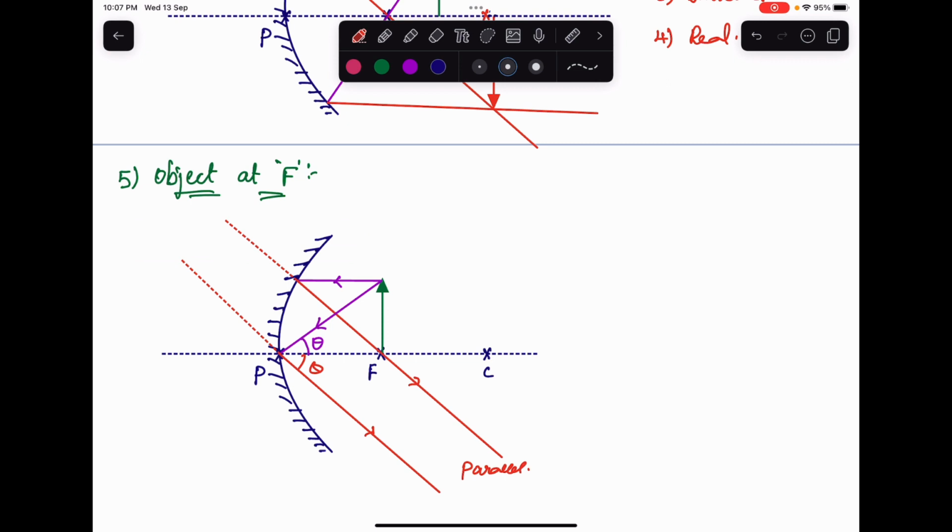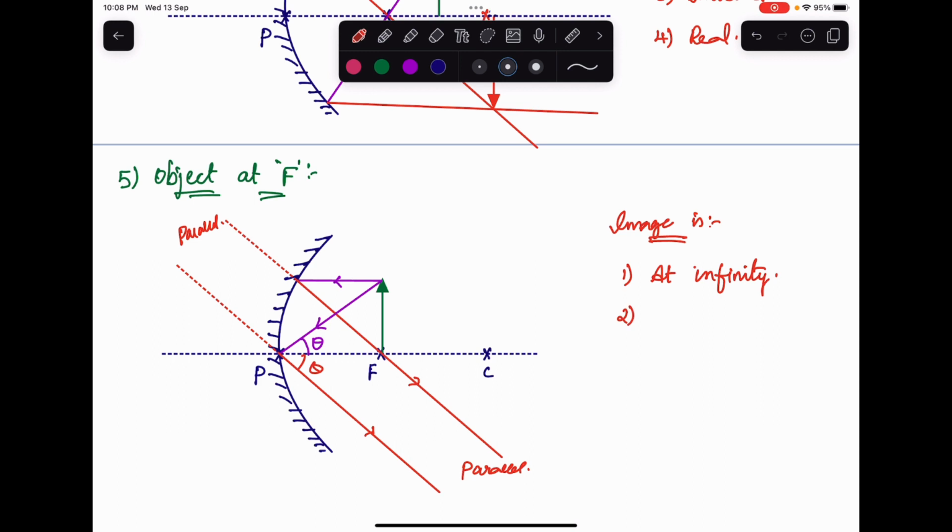So it means here it is parallel, and at the same time here it is also parallel. Therefore in both cases it is parallel, so I can say that the image is located at infinity. That is very important because the reflected rays are not meeting. Yes, what you are guessing is correct. The case number 1, object at infinity, image at focus. Now object at focus, image will be at infinity.